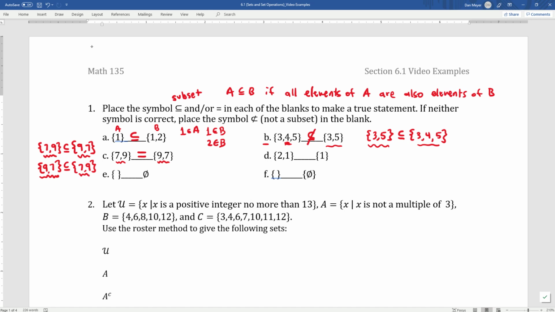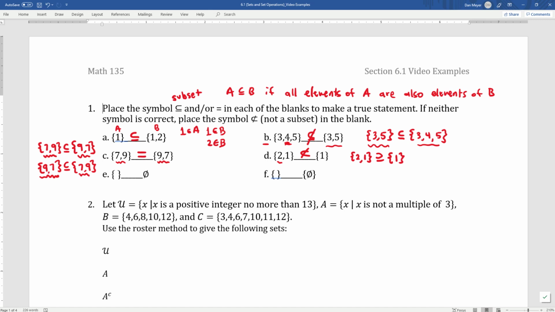D is a similar situation to B, where we have an extra item here that doesn't show up on the right. And so this is not a subset. So the line below the subset symbol doesn't make a whole lot of difference. Now, in other math classes, we might use the backwards subset symbol. That's a legitimate thing to do, but that's not ever something that they're going to ask us to do in Math 135.